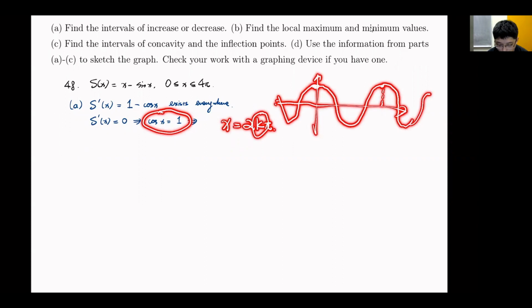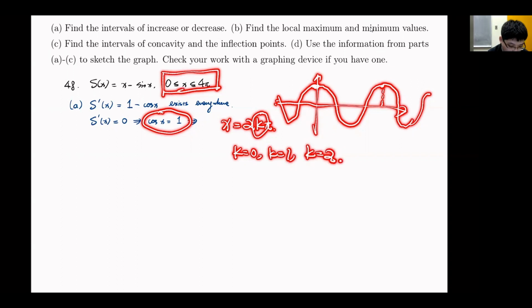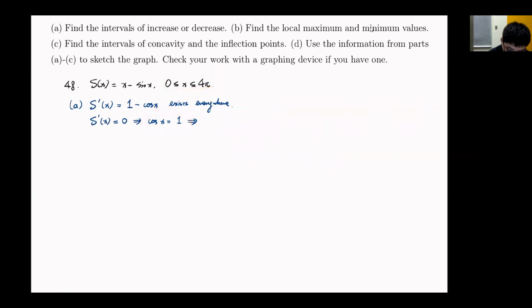For our current problem, we are only interested in the region where x is between 0 and 4 pi. So only k equals 0, k equals 1, and k equals 2 will give us a number inside this region. So that's how we obtain that x equals 0, 2 pi, or 4 pi. But notice that both 0 and 4 pi are endpoints. So that's why they are not counted as critical numbers.